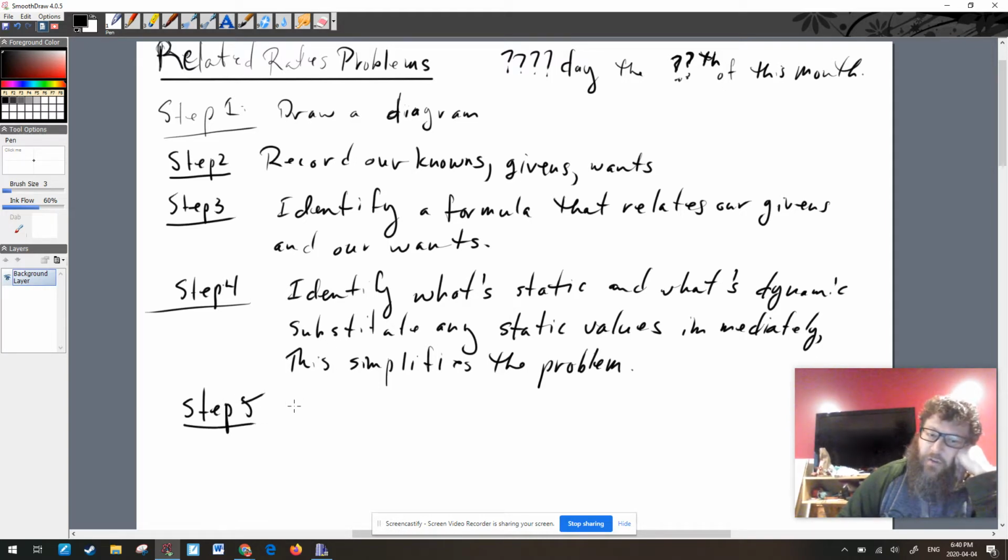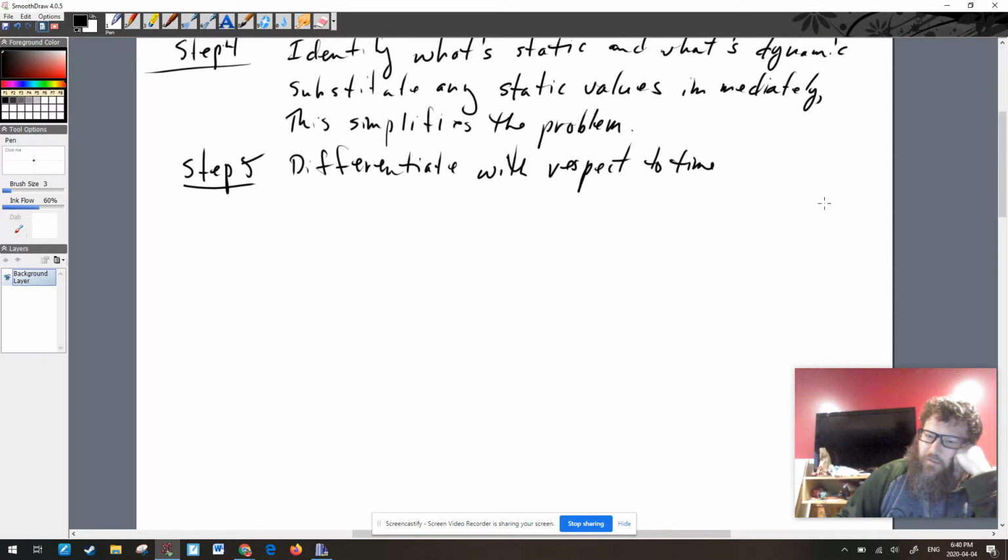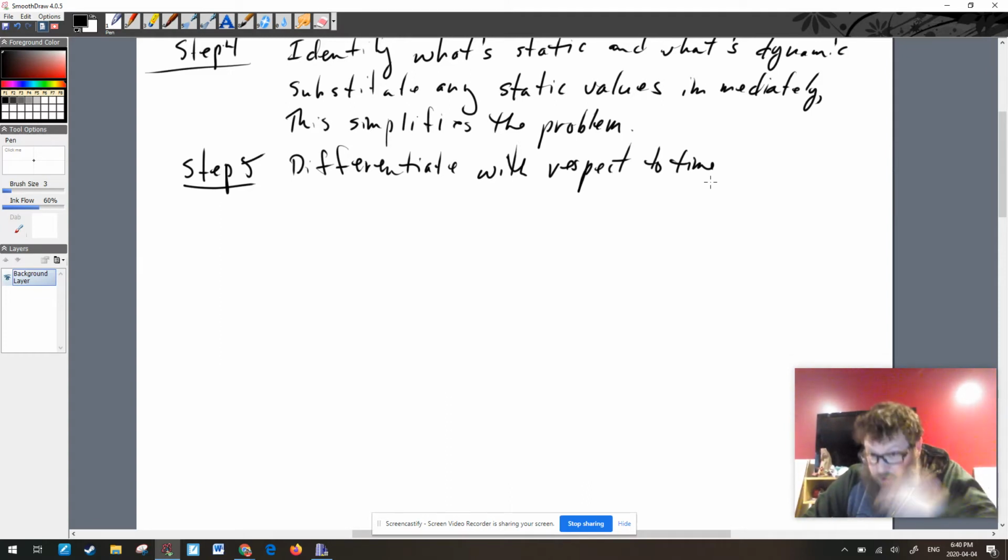Then step 5, because I can count, is we are going to differentiate with respect to time. I suppose it's feasible we might be able to come up with examples where time isn't what you're going to differentiate with respect to, but by and large, time is what we're going to be differentiating with respect to. So differentiate with respect to time.